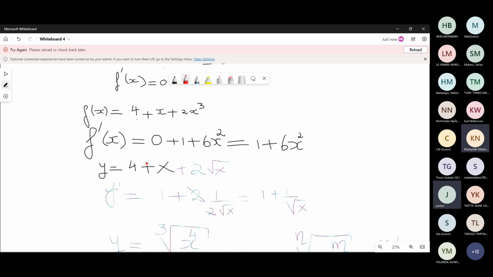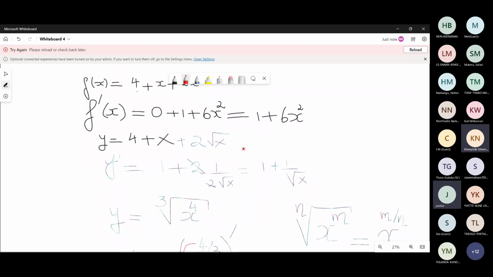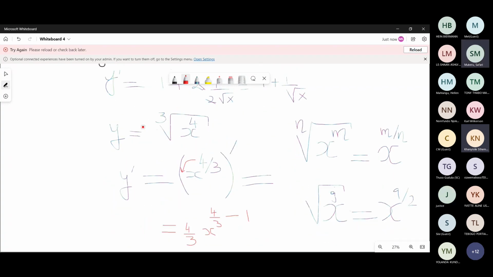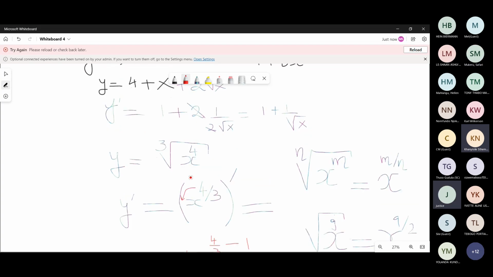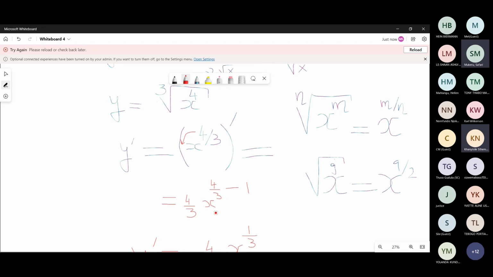y is equal to 3 square root of x to the power 4. Yes, good. Then there is step 1, 2, 3: x power 4 over 3. We take this 4 divided by 3 because that is the meaning of this notation. Now we complete the derivative.